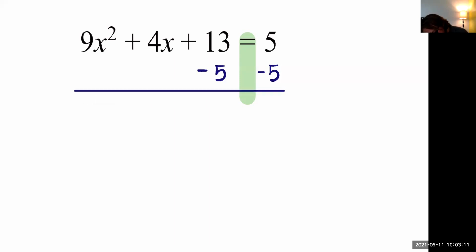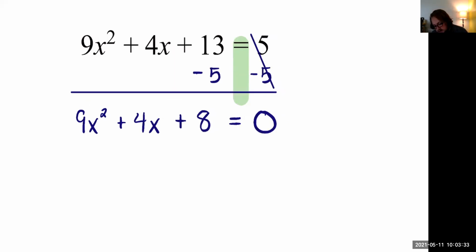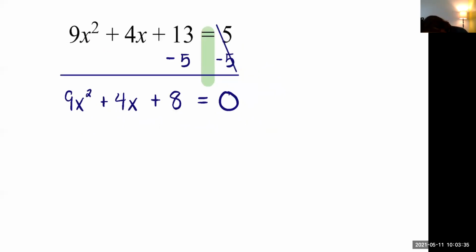Sounds good. So bringing everything down here, we should have 9x squared plus 4x. 13 take away 5. What's that? 8? Equals 5 minus 5 is 0. There's that 0 I like to see. Again, we can pull out our A, B, and C. So what's my A? My B? So A is 9, B is 4. My C is 8.